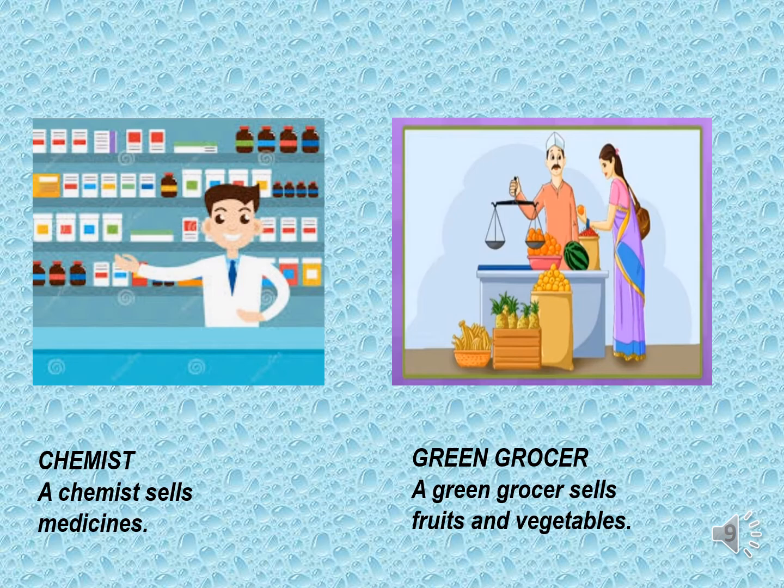Students, can you guess who's he? Yes, he is a chemist. A chemist is a person who sells medicines, and the place where he sells medicines is known as a chemist shop. And next is a greengrocer. A greengrocer is a person who sells fruits and vegetables. So next time when you go to market to buy fruits and vegetables, always remember that you are buying it from a greengrocer.